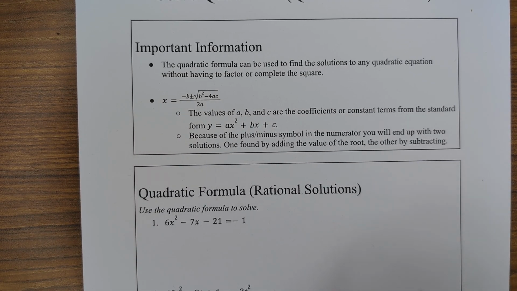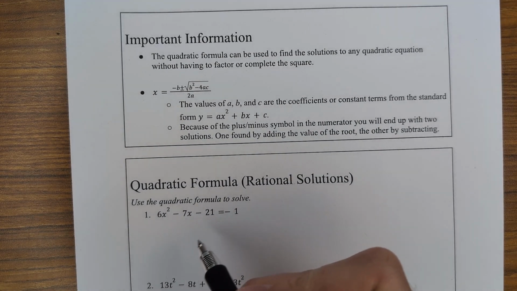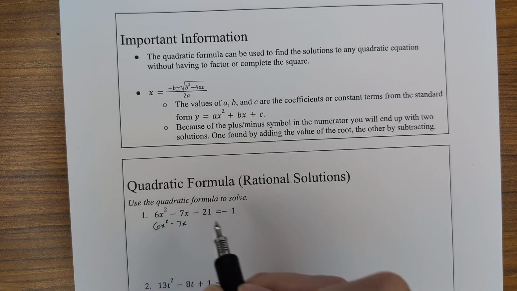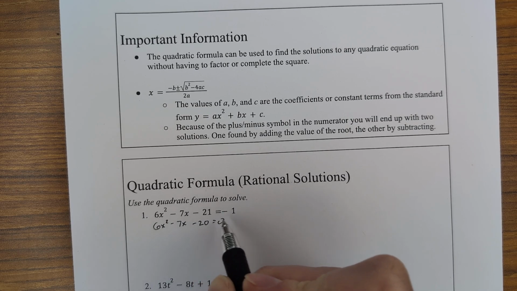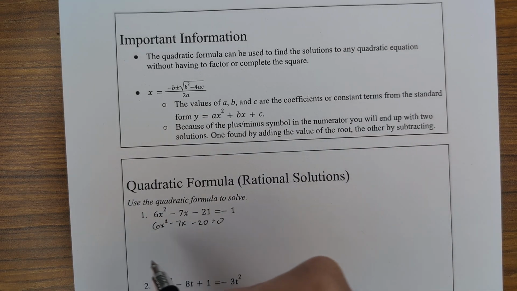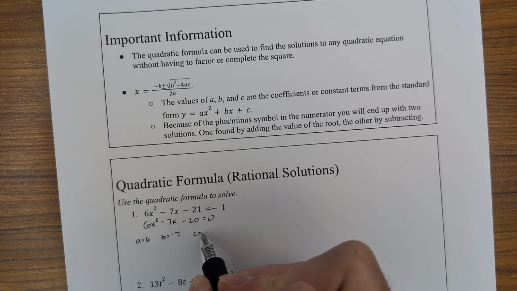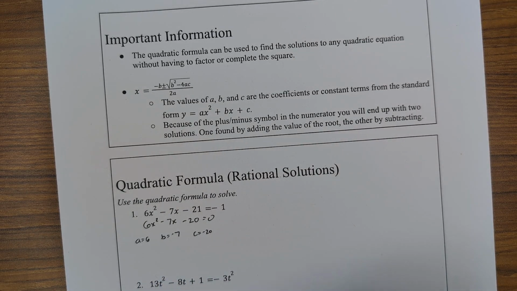Since we have to be in standard form, all terms need to be on the left. So we need to move that negative 1 over. So 6x squared minus 7x minus 20. Add it across. So for this problem, a is 6, b is negative 7, and c is negative 20.